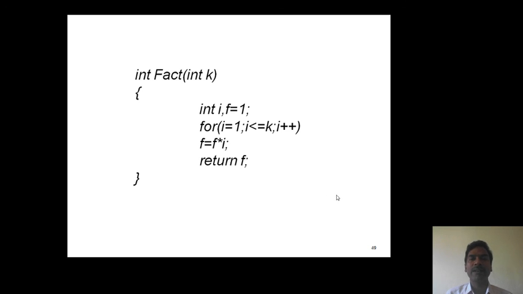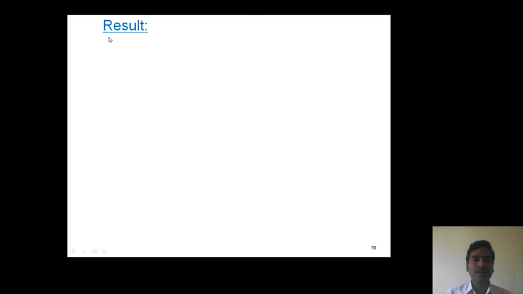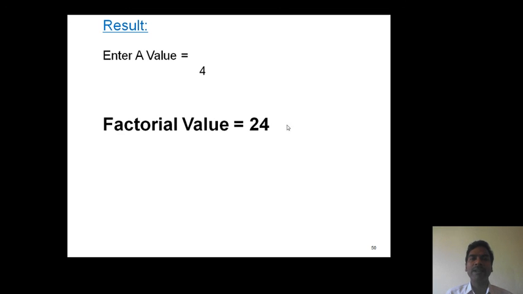So this is user defined functions. For the result, first it prints a message as enter a value, 4. Now we are calculating 4 factorial. It prints the result value as factorial equals 24.